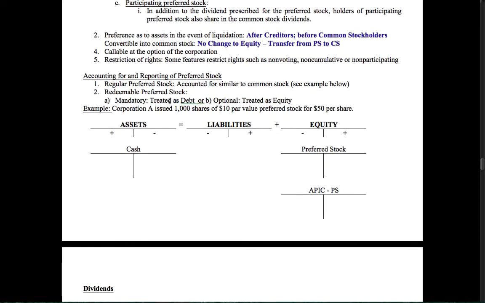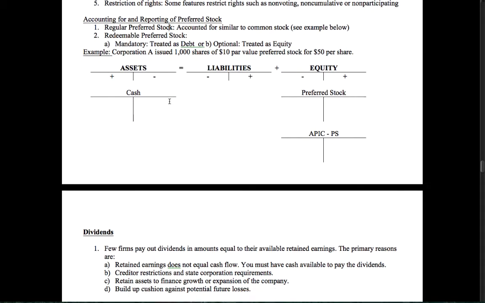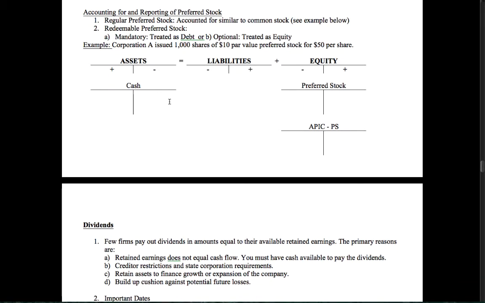Now let's go on to discuss a little bit about the accounting for and reporting of preferred stock. The reporting and accounting for preferred stock is very similar to common stock, as we discussed in the first lecture for chapter 15. I will go through an example here in just a second that highlights it.